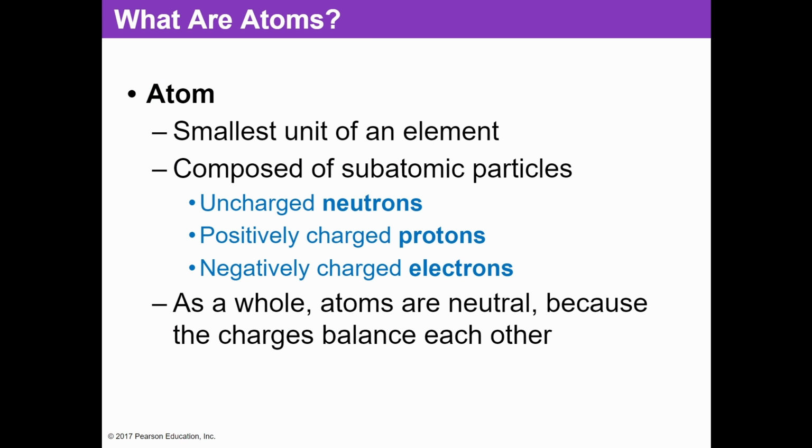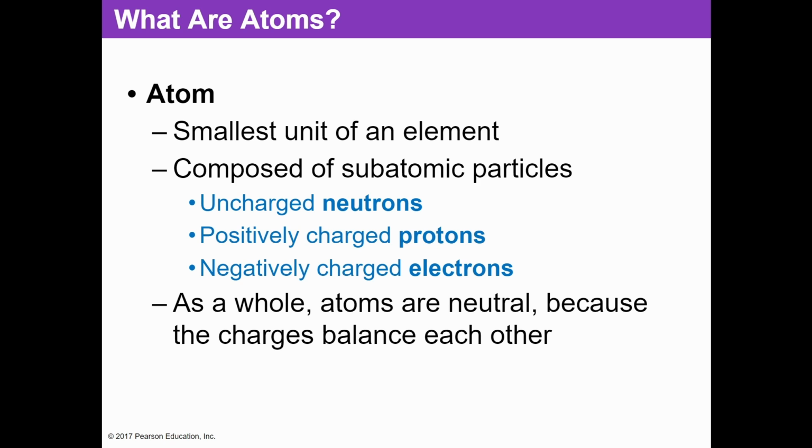So let's look at the atom a little bit closer. What is an atom? Well, it's the smallest unit of an element. That makes sense. We've talked about that. Elements are composed of atoms of one type. But we need to look closer at what is an individual atom made up of. It's made up of a group of things called subatomic particles. The subatomic particles are neutrons, protons, and electrons.